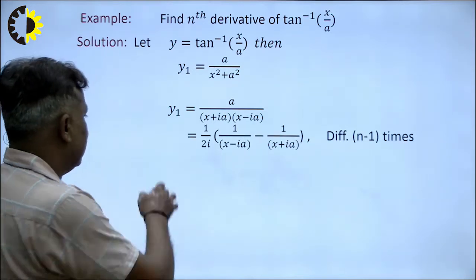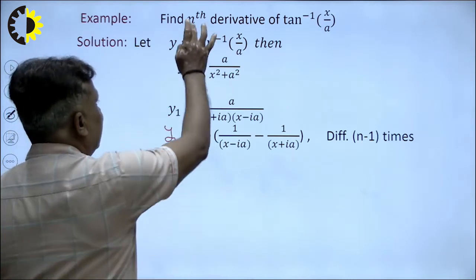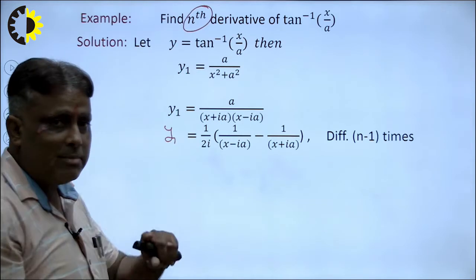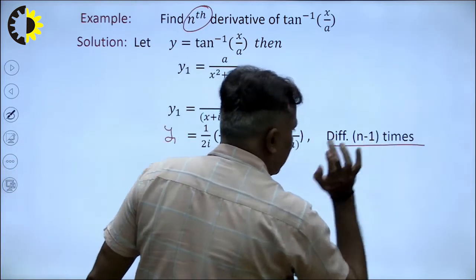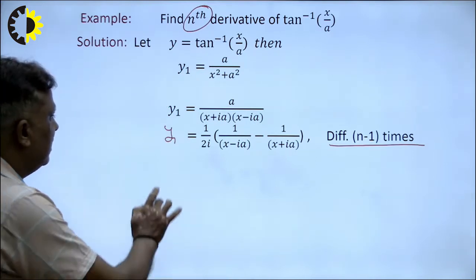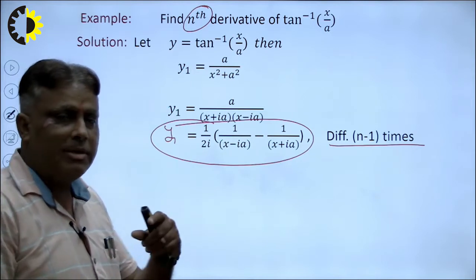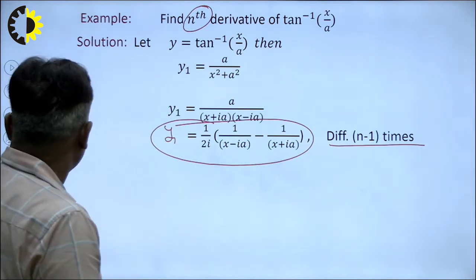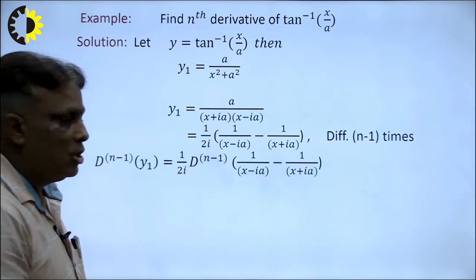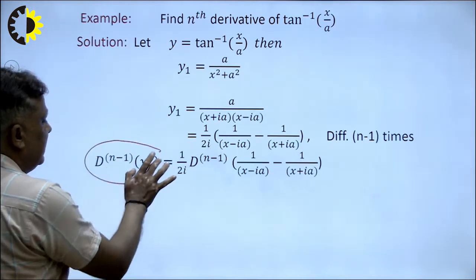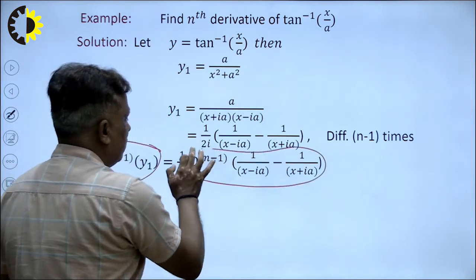Now this is y1. Our aim is to differentiate n times and 1 time has been done, so the remaining portion is n minus 1. So we differentiate here n minus 1 times, because our aim is to differentiate a total of n times. So we can say we differentiate these terms n minus 1 times. What will be the differentiation of this? d^(n-1) of y1, and d^(n-1) I write here, the differentiation of these terms.